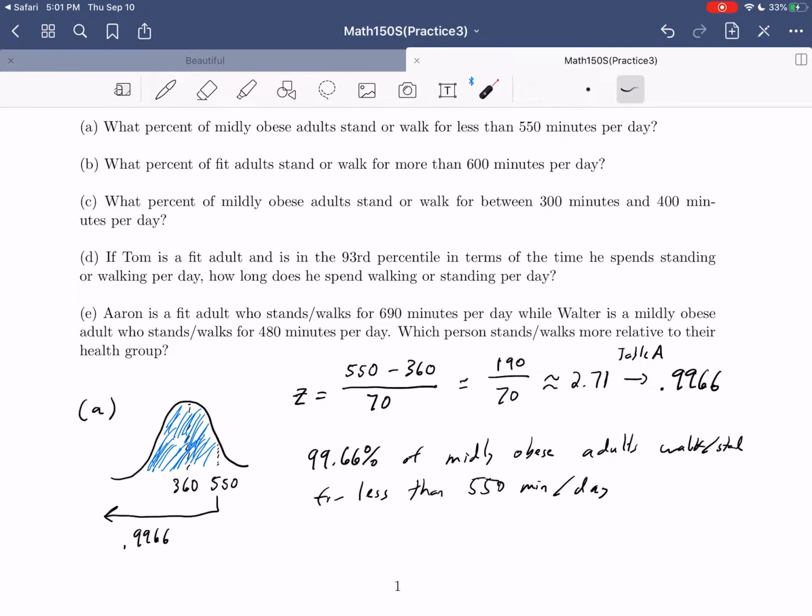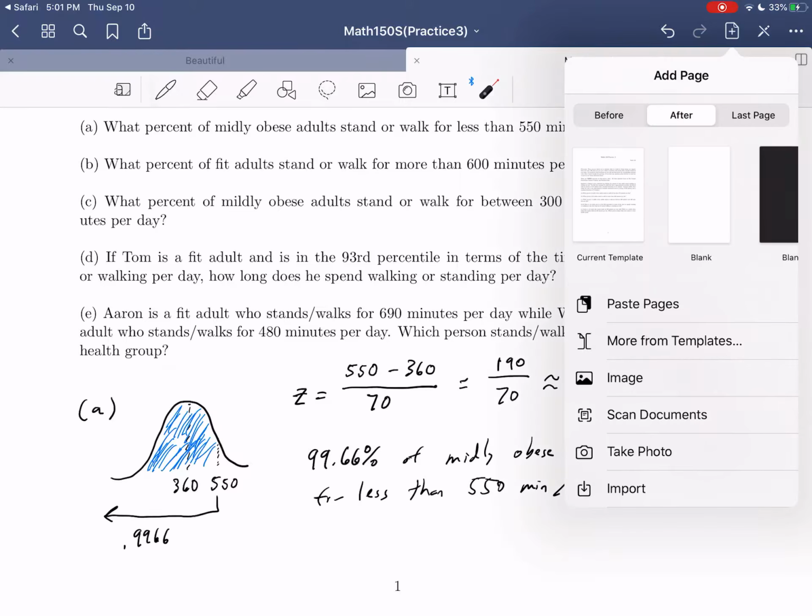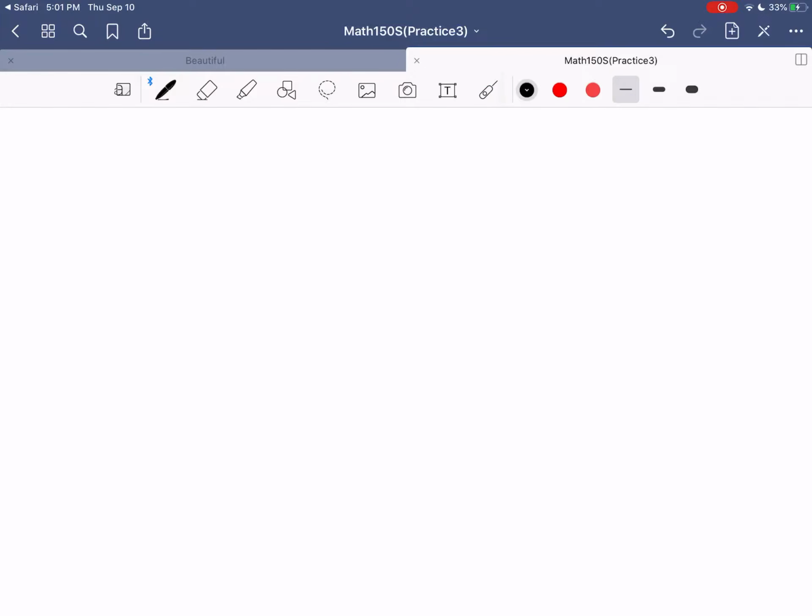Okay, let's go ahead and take a look at B. For B, we want the percent of fit adults, so we're going to change populations, that stand or walk for more than 600 minutes per day. So let's give ourselves a fresh page to do that. So this will be part B here.